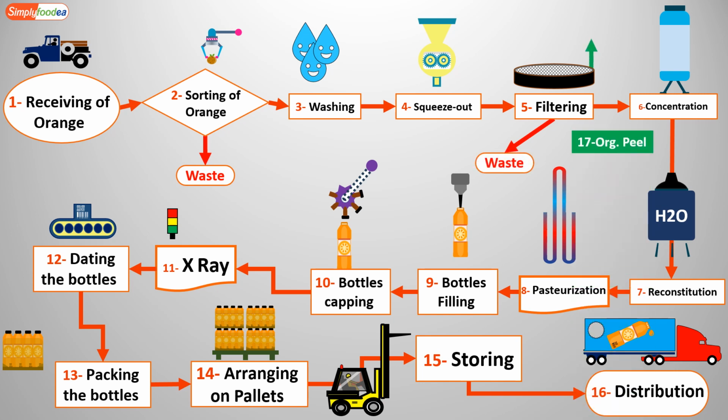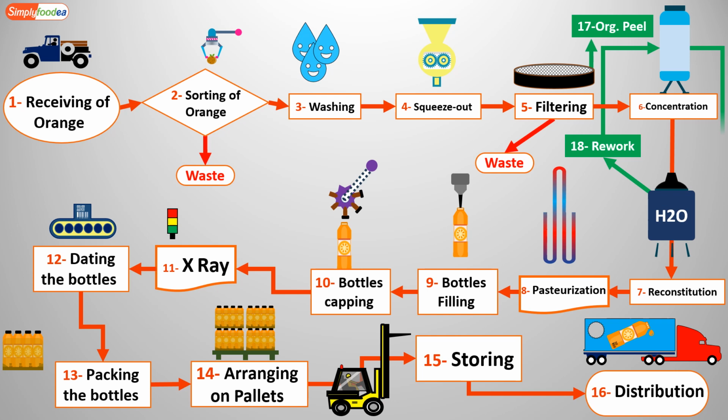Now the outputs also, if it's not waste, it will be rework. So there will be, for example, orange peel, and you can also number all the steps, even the outputs. It will be number 17. And another example for the rework, it will be number 18 from the reconstitution step. Then it will go for concentration and come back to the reconstitution.